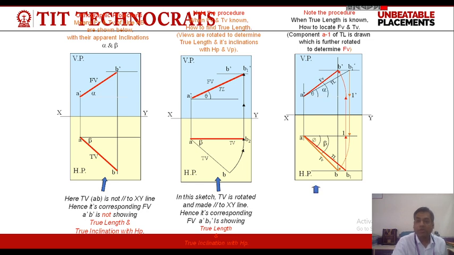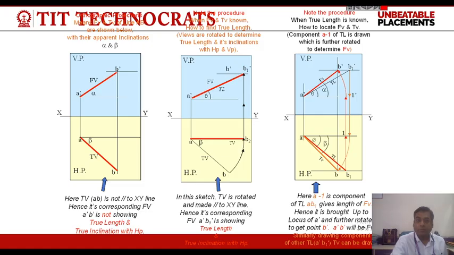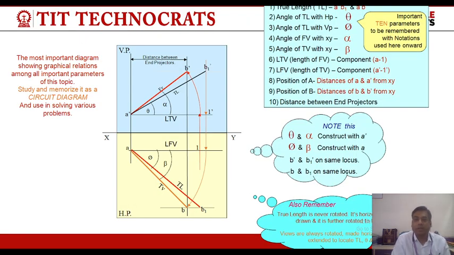So, if we discuss all the parameters of the line, a line has a starting point A and an end point B. The shortest distance between the points A and B is called the true length. The angle of the true length with HP is represented by theta. The angle of the true length with VP is represented by phi.